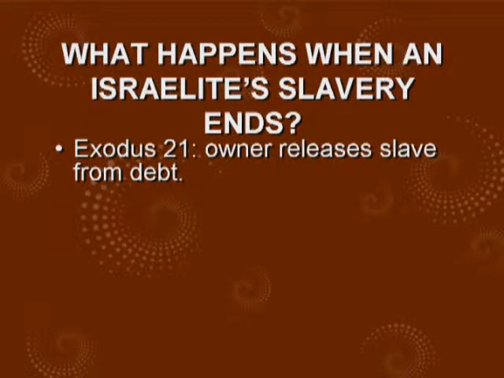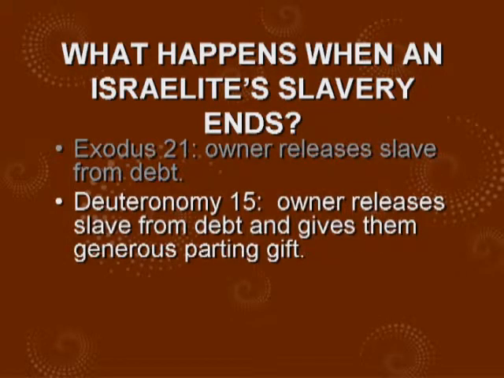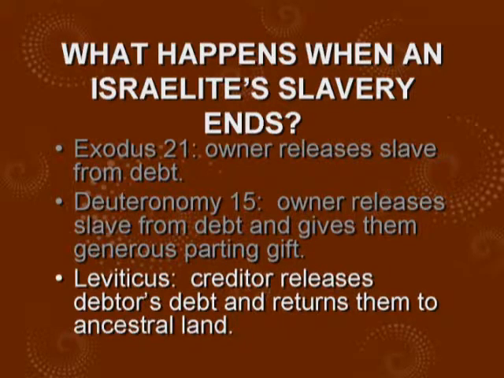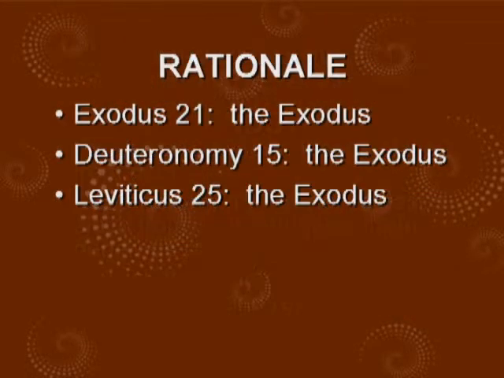When an Israelite slave is released from slavery, Exodus 21 requires the owner to release their debt, but not to give or pay them anything else. Deuteronomy 15 requires the owner to release their debt and to give them a generous parting gift. Leviticus 25 requires the creditor, not owner, to release the debtors, not slaves, debt, and to return them to their ancestral land. In Exodus 21, Deuteronomy 15, and Leviticus 25, the rationale for the slave law is the Exodus.